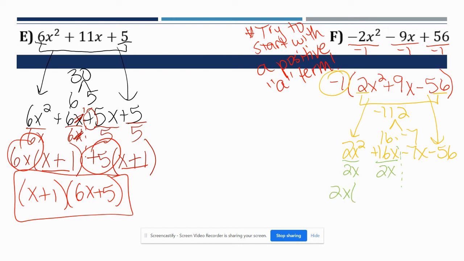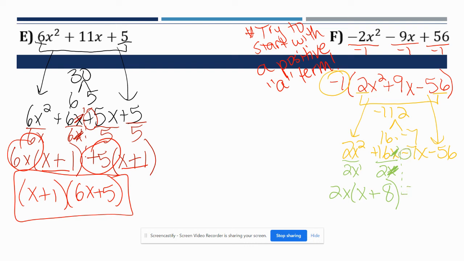2 divided by 2 is 1. X squared over x to the first is x to the first, plus 16 divided by 2 is 8. X to the first over x to the first, 1 minus 1 is 0. There is no x still there.